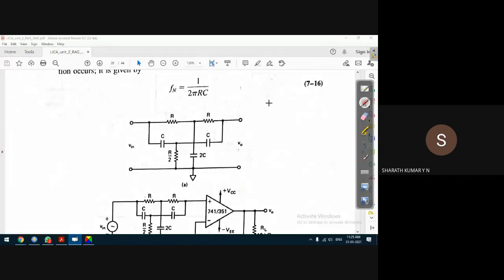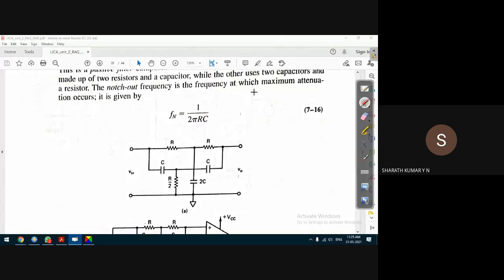The notch frequency, Fn, the attenuation frequency or the notch out frequency, where Fn stands for notch out frequency, is 1 by 2 pi RC. This is the T network base. If you can see in this network, one network consists of two resistors and one capacitor, whereas another network consists of two capacitors and one resistor. So that's the notch filter.